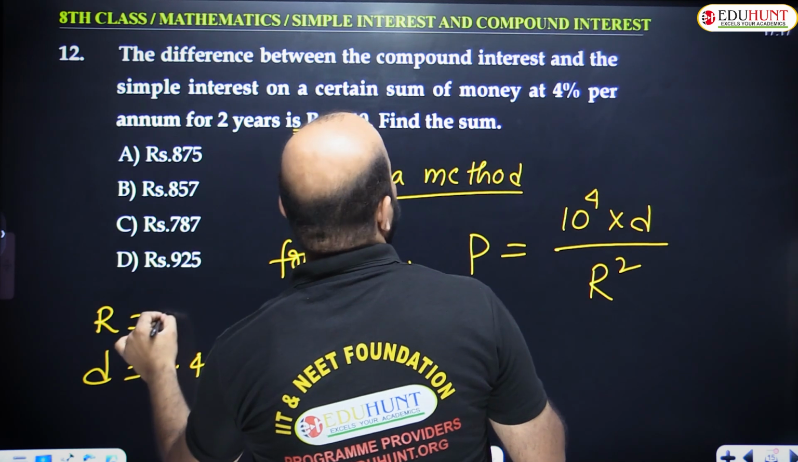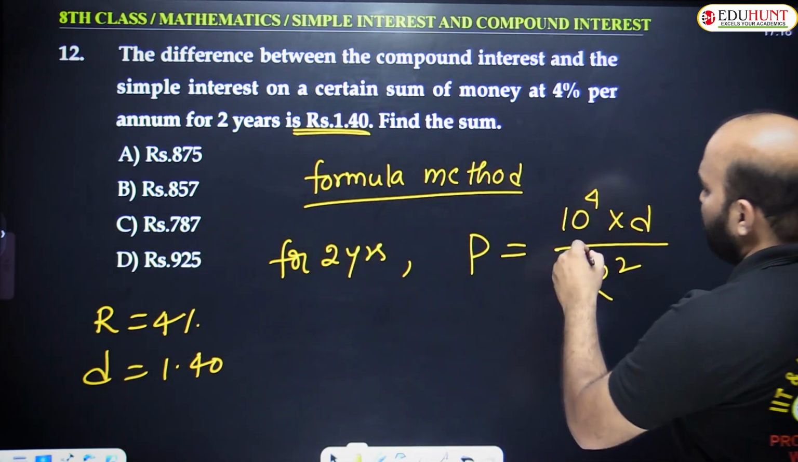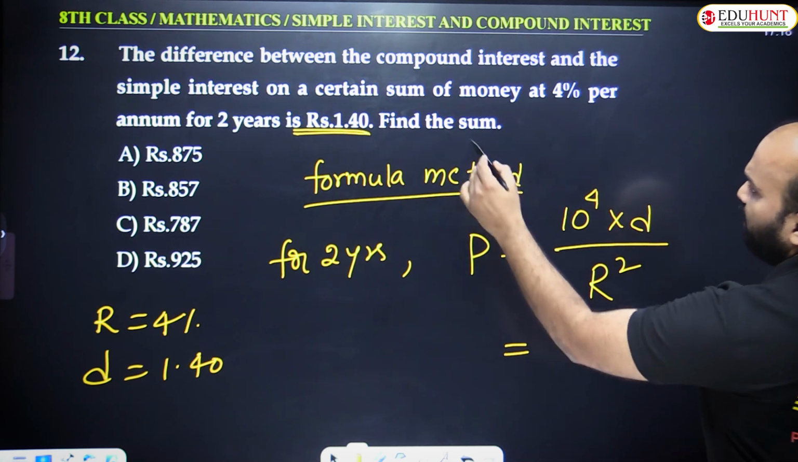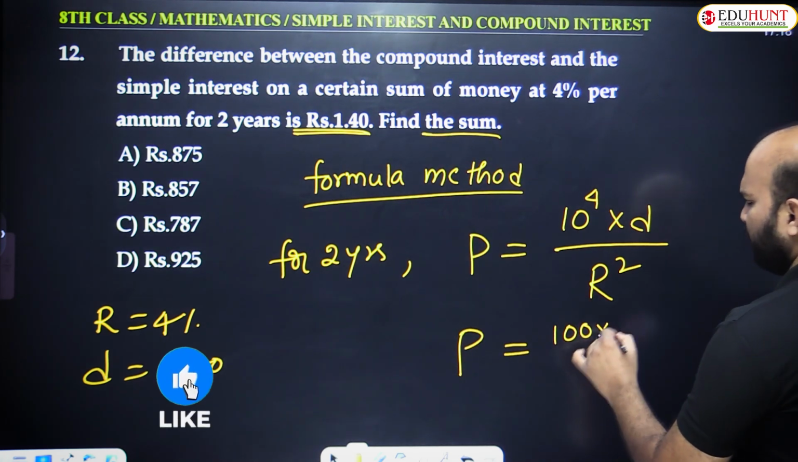Rate of interest, how much is given? 4%. Time is already given: 2 years. Those values put into that equation will directly give the P value. But finally, what I am asking is the principal. P equals 10 power 4, which can be written as 100 into 100.